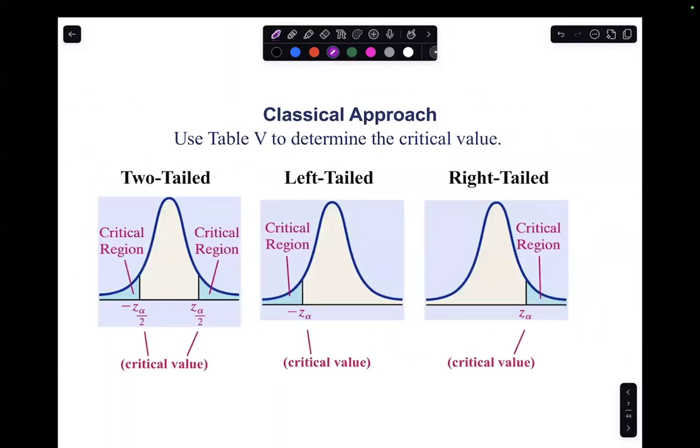Okay, so we could use table 5 will give us our critical value. That's the Z table. That will give us our critical value. You can also use inverse norm as long as you use it correctly. We'll do that in a little bit. So you can use the table 5. Let me jump to that table.